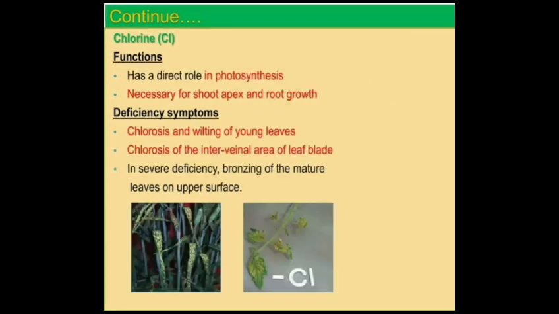Then chlorine functions: have a direct role in photosynthesis, necessary for shoot apex and root growth. Deficiency symptoms: chlorosis and wilting of young leaves, chlorosis of the interveinal area of leaf blade, in severe deficiency browning of the mature leaves on upper surface.